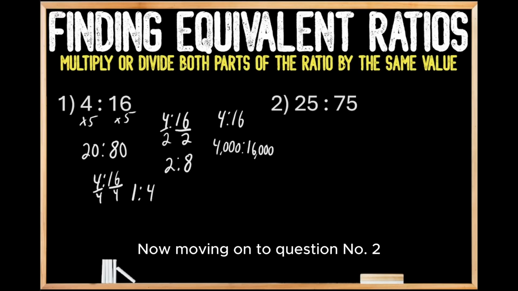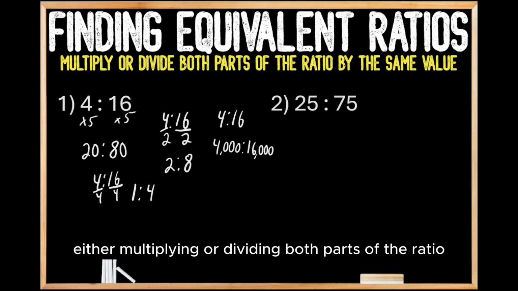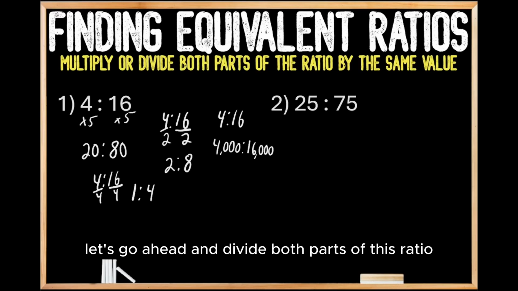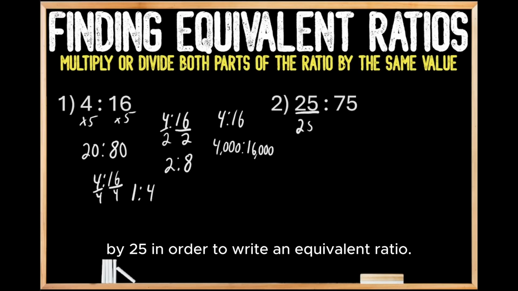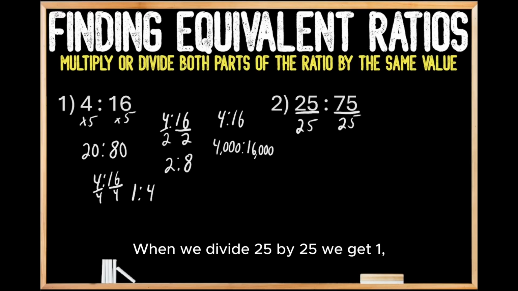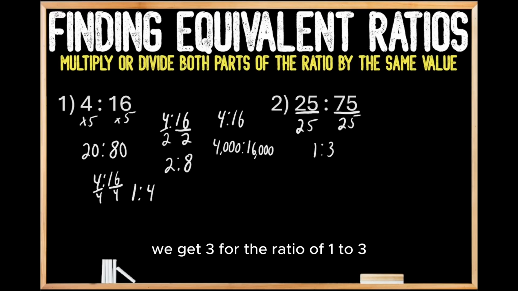Now moving on to question number 2, where this time we're being asked to write equivalent ratios for the ratio of 25 to 75. Remembering that we need to make sure that we're either multiplying or dividing both parts of the ratio by the same value, let's go ahead and divide both parts of this ratio by 25 in order to write an equivalent ratio. When we divide 25 by 25, we get 1, and then when we divide 75 by 25, we get 3 for the ratio of 1 to 3, which is equivalent to 25 to 75.